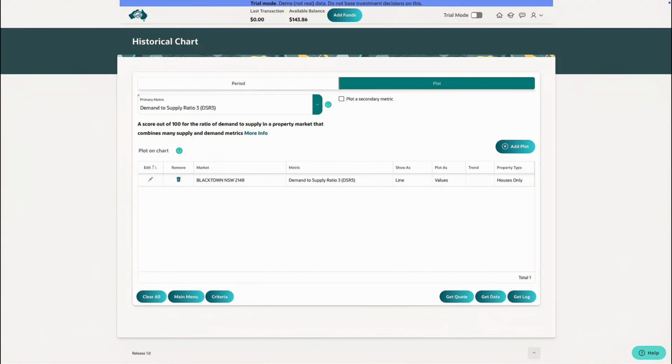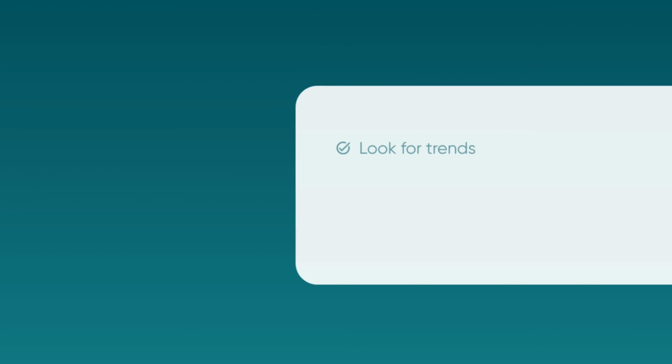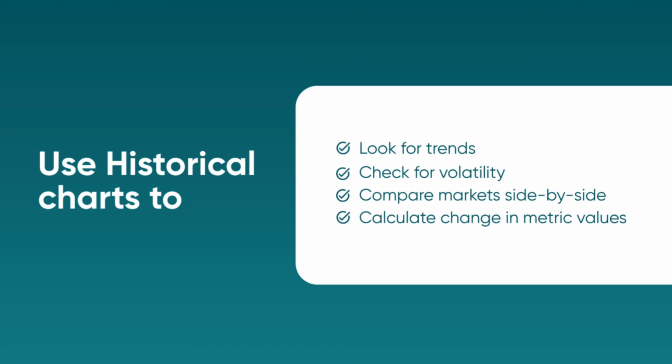That completes the tutorial on how to use historical charts. Use historical charts to look for trends, check for volatility, compare markets side by side, and calculate change in metric values.